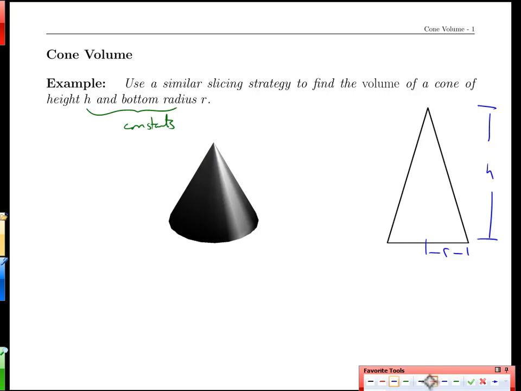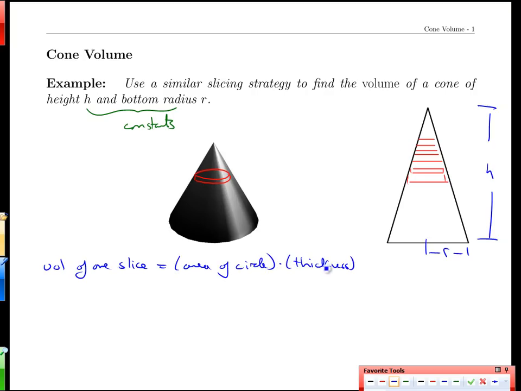I think the simplest way to slice this object up is to slice it horizontally. Because if we slice it horizontally, we'll end up with what shapes? We're going to end up with thin little cylinders. And so we can talk about the volume of one slice. It's a nice constant area shape, so it's going to be the area of the circle times the thickness.